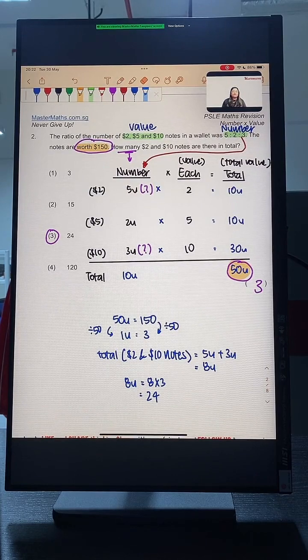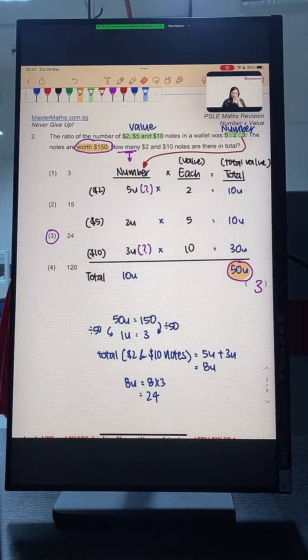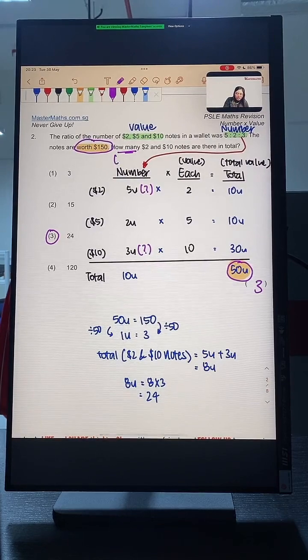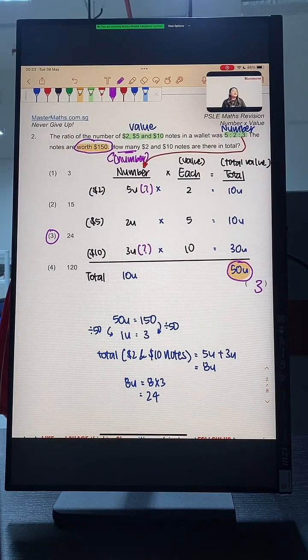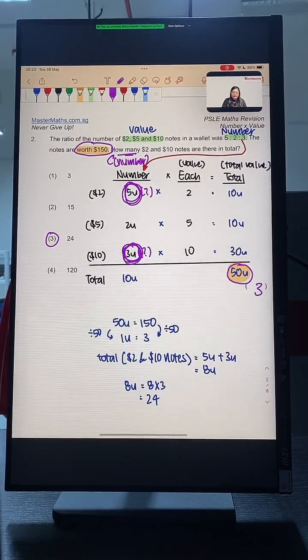So now I know 50 units is $150. I can find 1 unit. 1 unit would be 150 divided by 50 to give us 3. How many is asking for number, not value. If they want value, they will ask you for how much. So how many $2 and $10 notes? Go to $2, I have 5 units. Go to $10, I have 3 units. 5 plus 3 makes 8. So I'm looking for 8 units. Do we understand now?